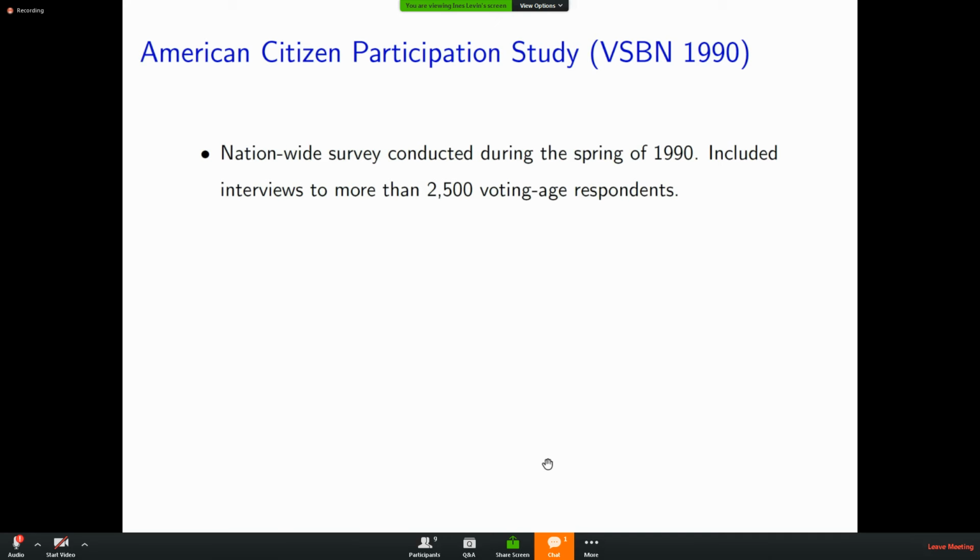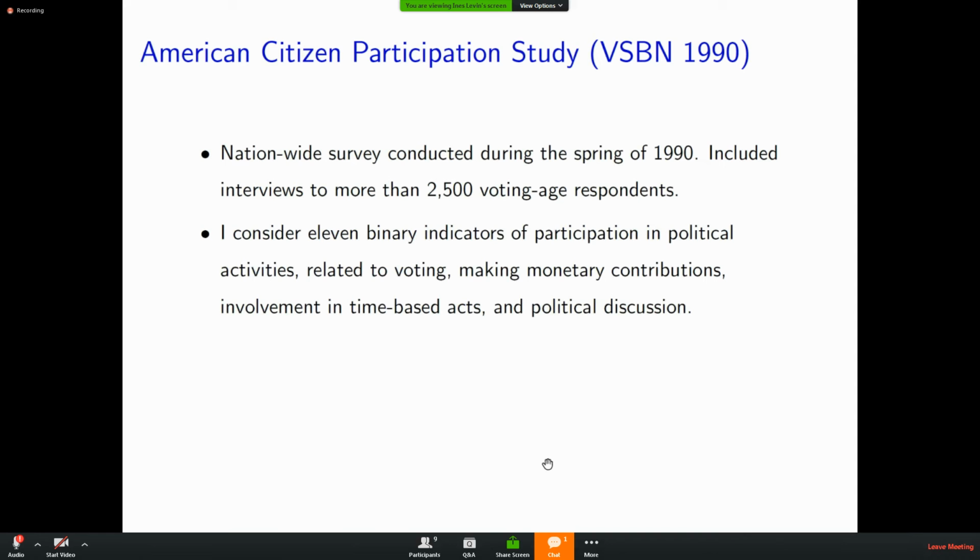This was a nationwide survey conducted during the spring of 1990 that included interviews with more than 2,500 voting age respondents. For the purpose of my analysis, I will consider 11 binary indicators of participation in different types of activities. I won't be looking at how much people do of each activity, but merely paying attention to whether they perform the activity or not. Okay? So this means that my indicators of participation won't be very informative.